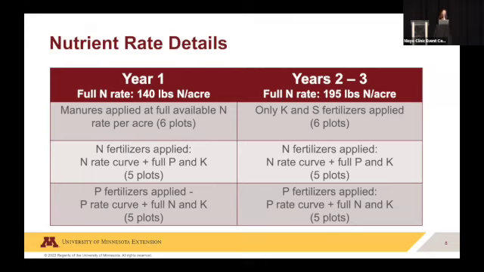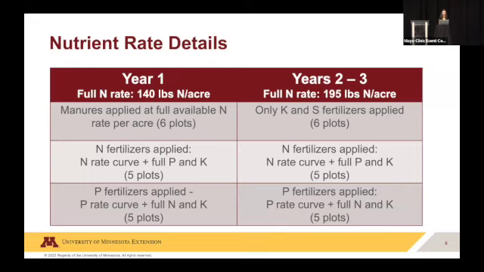Then the second year, we did not apply manure again. We did not apply any nitrogen or phosphorus to those plots either. We just applied potassium and sulfur, again trying to make sure that those nutrients weren't deficient. They wouldn't cause yield limiting issues. Only phosphorus and nitrogen would potentially cause those issues.